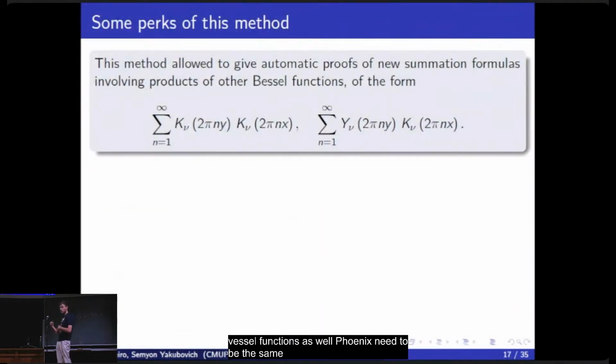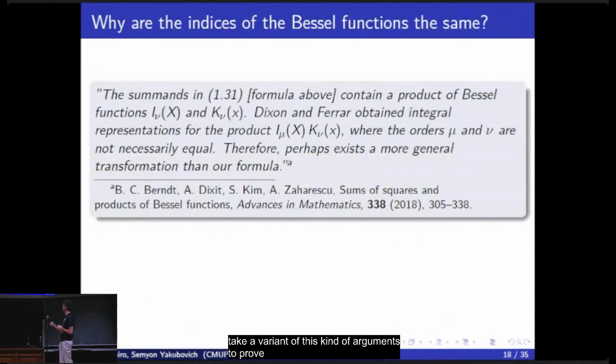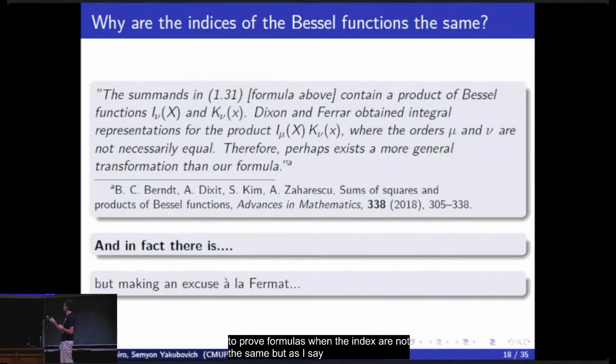But you can take a variant of this kind of argument to prove formulas when the indices are not the same. And in fact there is a formula like that, a formula that Berndt, Dixit, and co-authors conjectured. But I now say, making an excuse à la Fermat, the proof is very long to contain in these slides. The formula is very long to be contained in these slides. It's an excuse à la Fermat.